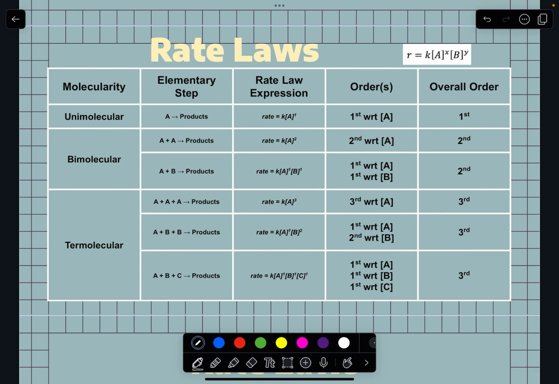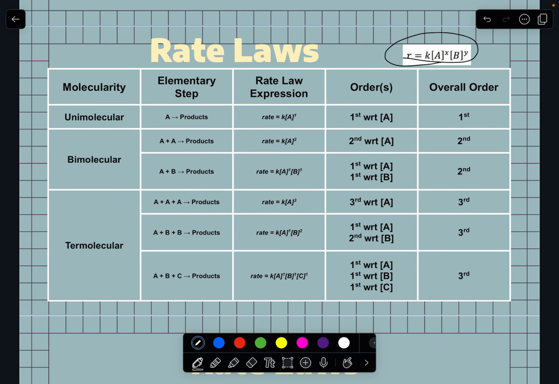All right, so this table here summarizes a few things for us. Again, we have our rate equation on top, so we don't forget that. But we're going to start with the molecularity. Molecularity tells us how many molecules we have. So unimolecular means we just have one. Bimolecular is two things, whether there's two of the same or two different things. Termolecular is three. Okay, so if we have three of the same things, three different things, whatever it is, as long as we have three things there, that's termolecular.